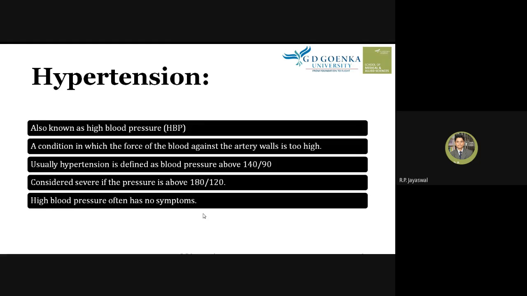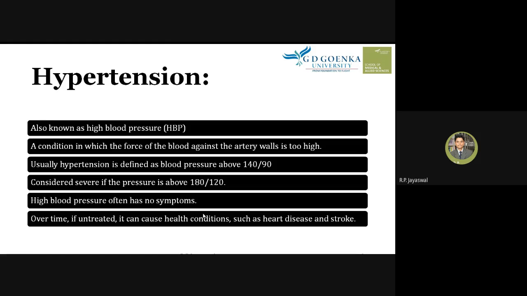So people may not experience any symptoms, and based on that, there can be certain complications because of the high blood pressure. Over time, if untreated, it can cause health conditions such as heart disease and stroke. So this is what we can experience. The heart may get affected particularly. So cardiovascular disease is one of the major organ diseases which is mainly affected.